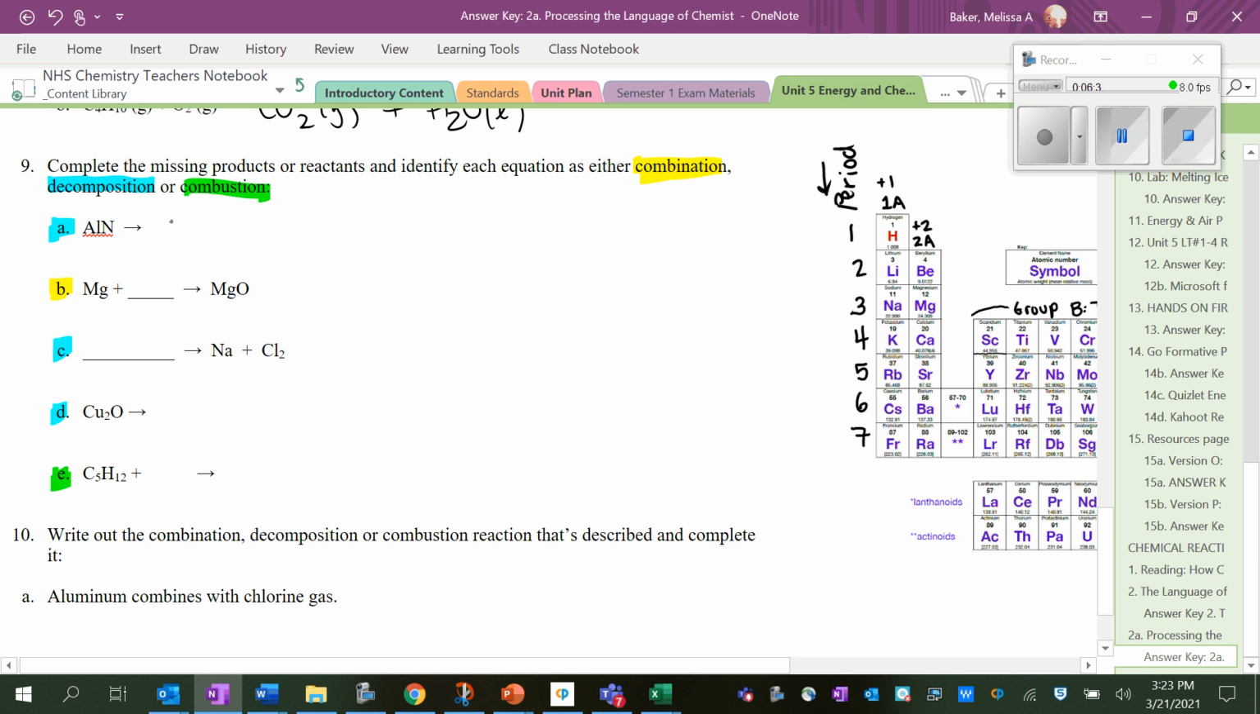So let's start with this first one. This is going to break down. So Al plus N, and I'm going to label my state of matter here. N is in Hofbrinkel, so it's going to get a 2. So this will be Al solid plus N2 gas. Okay, the next one is something adding, so it must be O2 in order for it to combine and make MgO. And then Mg is a solid, O2 is a gas.